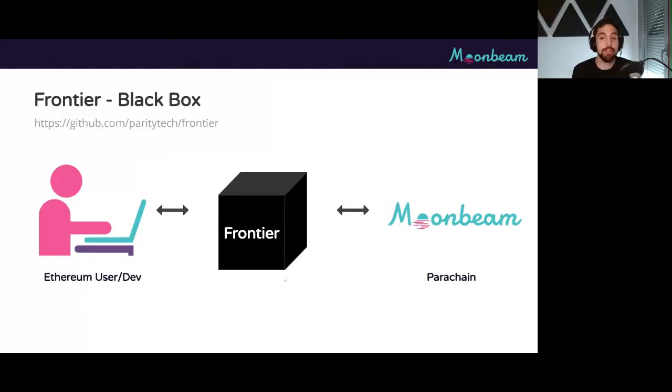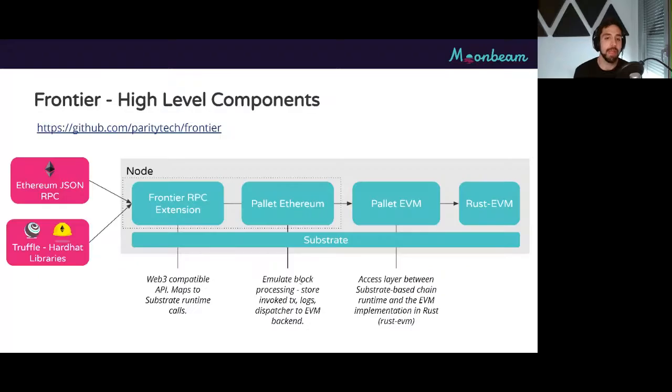And so Frontier is a key feature in playing this kind of role. It provides a black box definition where you don't have to understand what it is, but it'll be the element that provides the seamless or frictionless integration. At a deeper level, how Frontier works is that any Ethereum JSON RPC or Ethereum development tool will interact with the RPC extension that provides a Web3 compatible API. And it basically maps everything to Substrate runtime calls. That is why developers don't really need to worry, because Frontier will do everything for you.